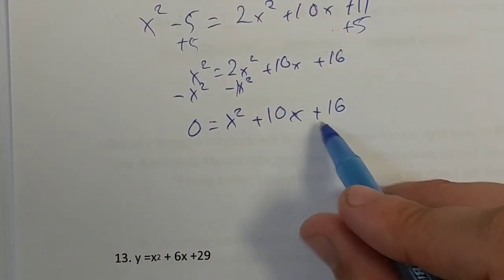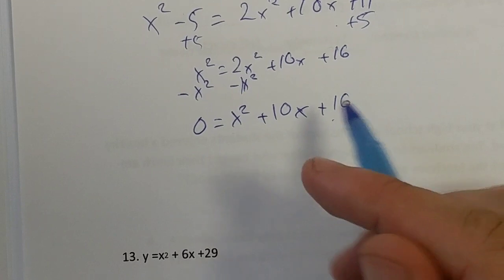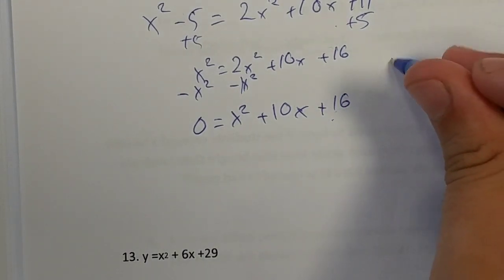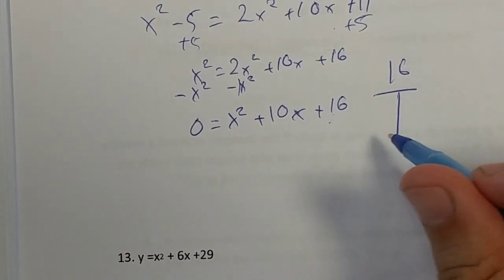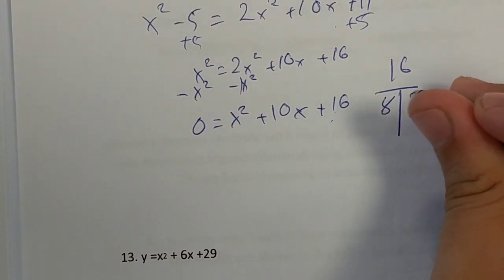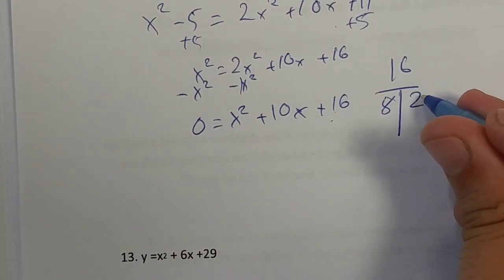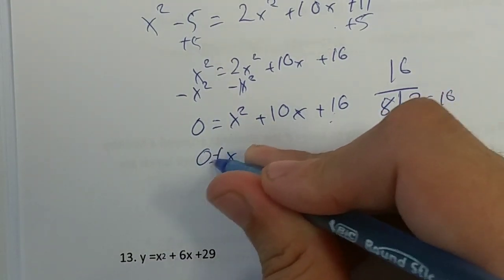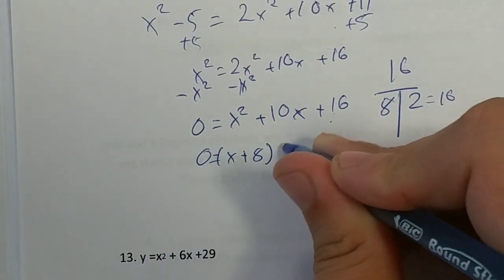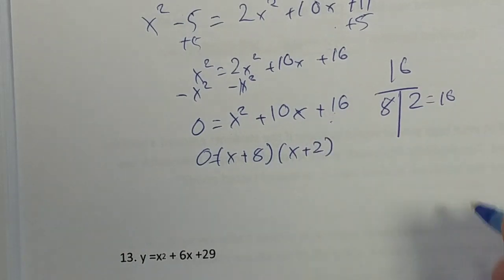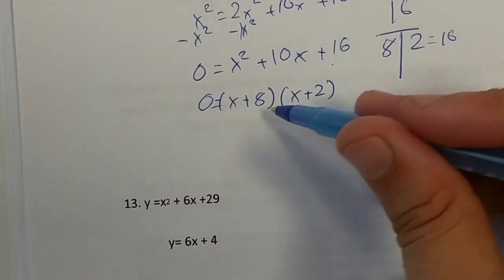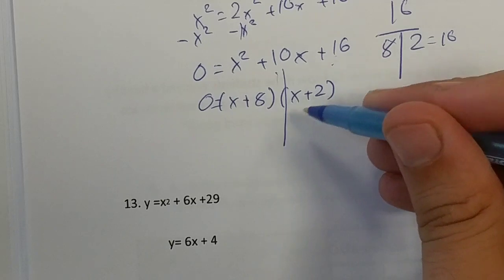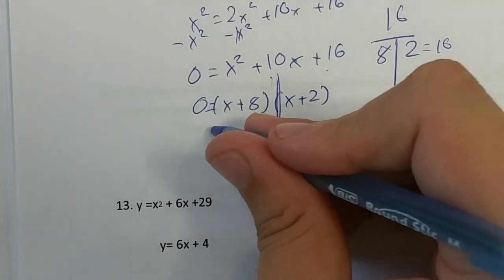Oh, I could factor this. Look at this, I could factor this. I could use quadratic equation, I could use complete the square, but hey, things that multiply to 16 that add up to 10. Well, that's 8 and 2. That adds up to 10. So, 0 equals x plus 8 and x plus 2. So this is like a combo of all the skills we did in one test. This is why this question was super hard.